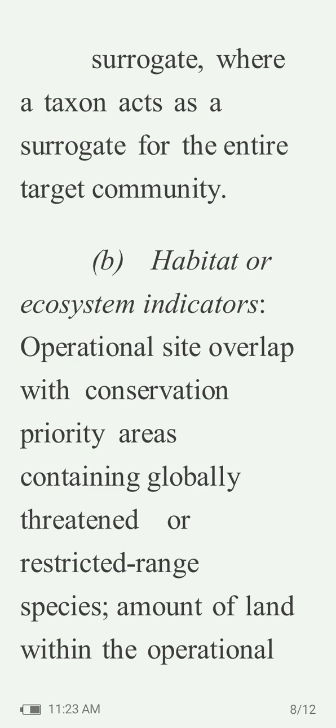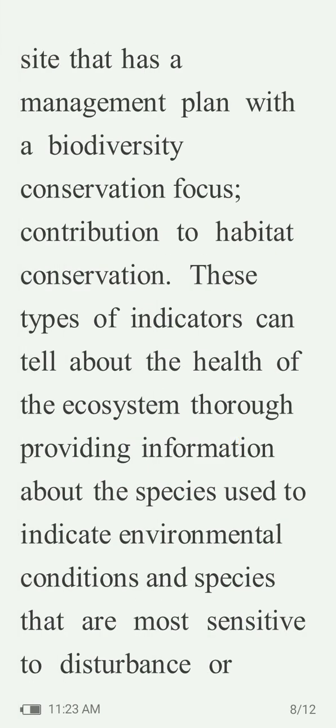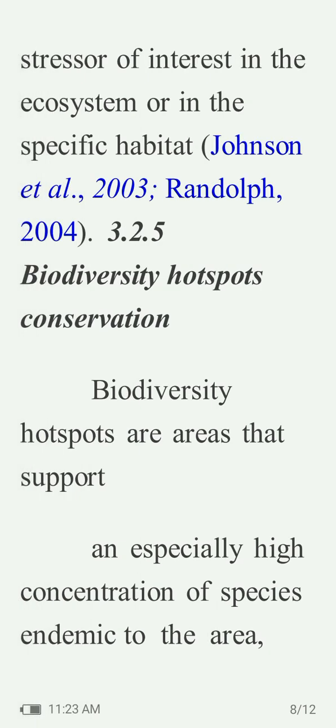Habitat or ecosystem indicators: operational site overlap with conservation priority areas containing globally threatened or restricted range species, and the amount of land within the operational site that has a management plan with a biodiversity conservation focus. This is the contribution to habitat conservation. This type of indicator can tell about the health of the ecosystem through providing information about the species used to indicate environmental conditions and species that are most sensitive to disturbance or stressors of interest in the ecosystem or in the specific habitat.